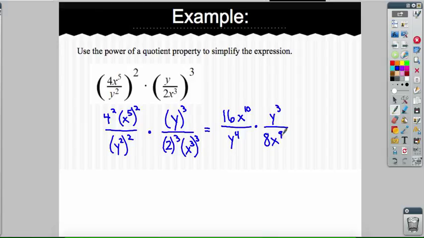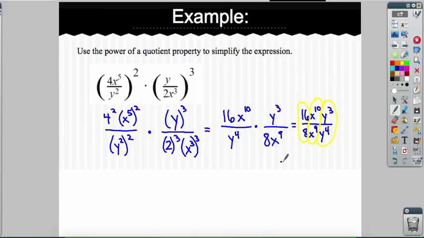And now I'm going to write these as one big fraction. So I've got 16 x to the 10th y to the 3rd over 8 x to the 9th y to the 4th. Now when I look at it, I'm looking at my numbers, and I can split it up in this manner. I'm looking at my numbers to simplify as a fraction, I'm looking at my x terms to simplify as their own fraction, and I'm looking at my y terms to simplify as their own fraction.